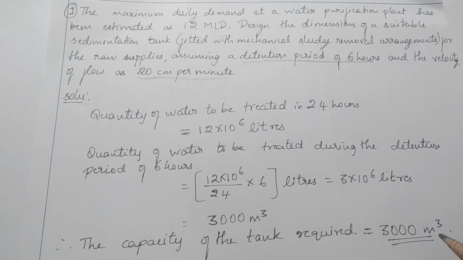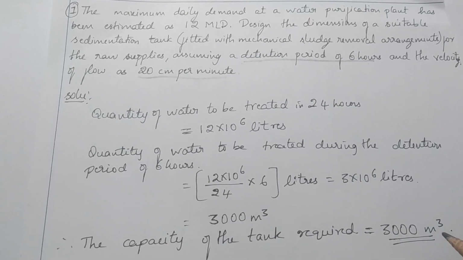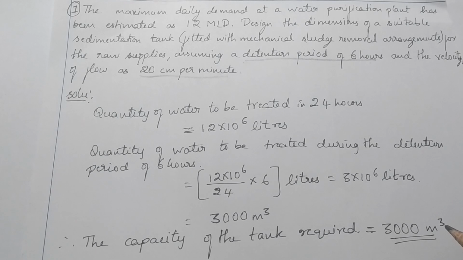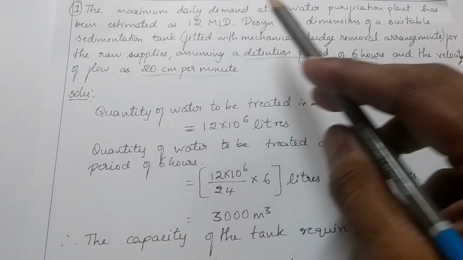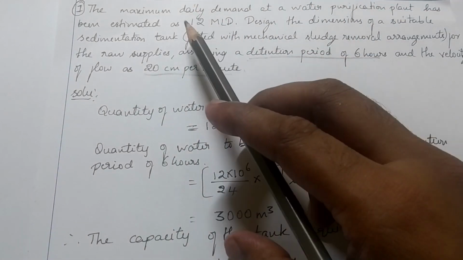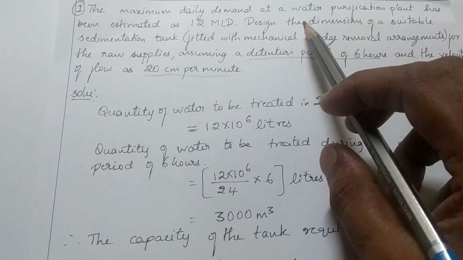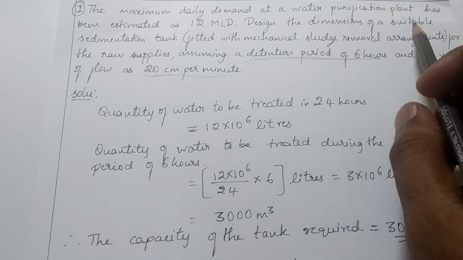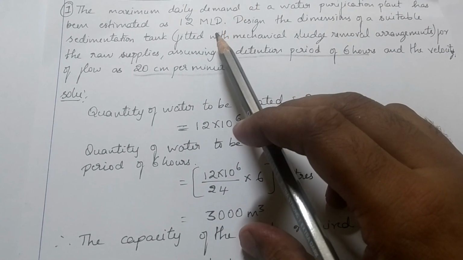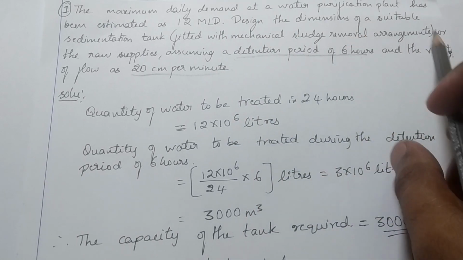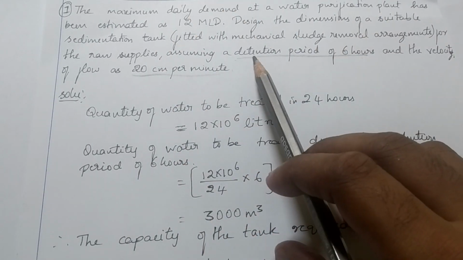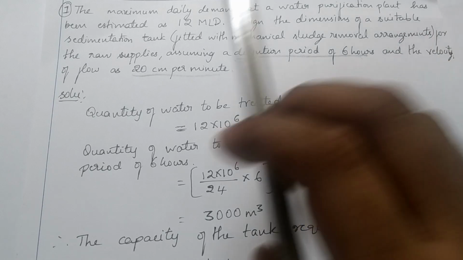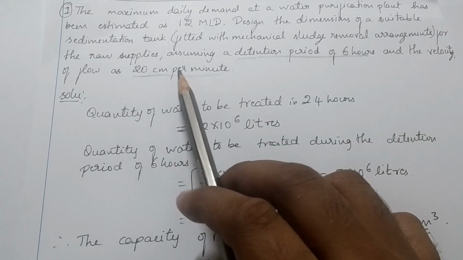Hello everyone, let us design a sedimentation tank for a different given set of data. Here the maximum daily demand at a water purification plant has been estimated as 12 MLD. So we need to design the dimensions of a suitable sedimentation tank fitted with mechanical sludge removal arrangements for the raw supplies, assuming the detention period of 6 hours and the velocity of flow as 20 cm per minute.